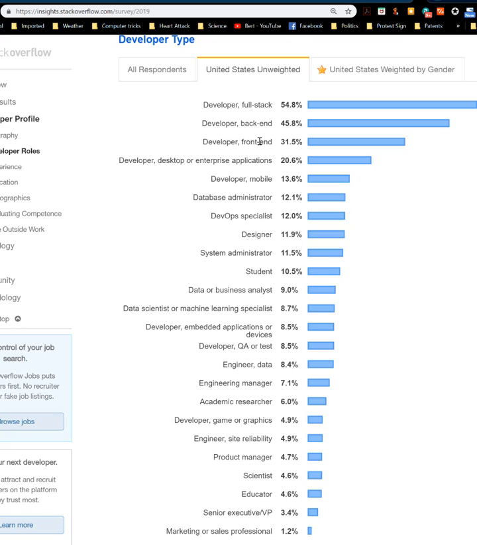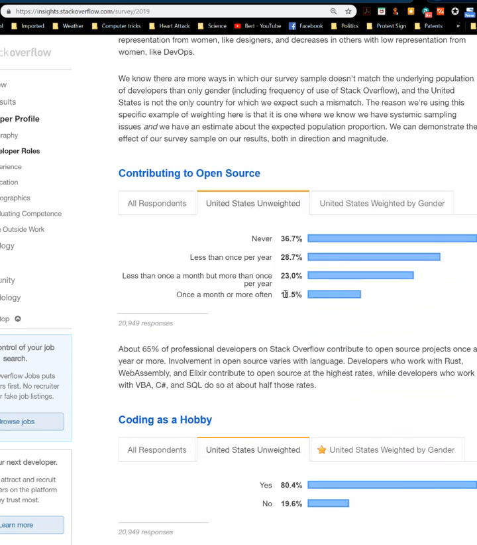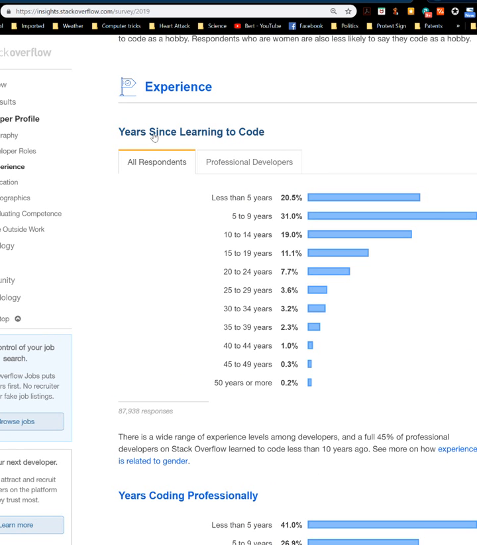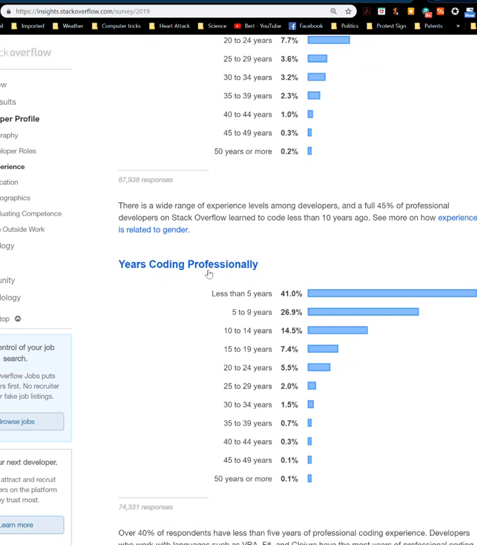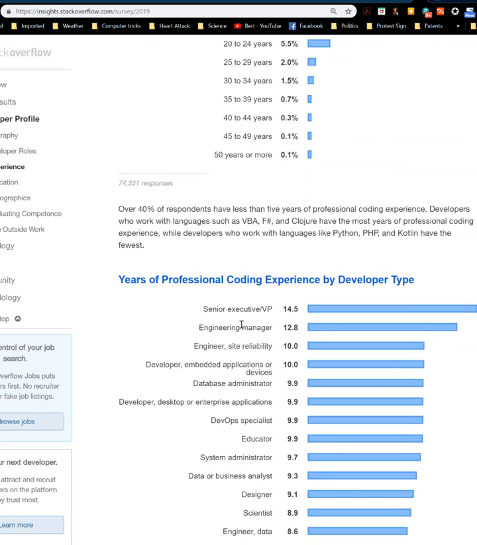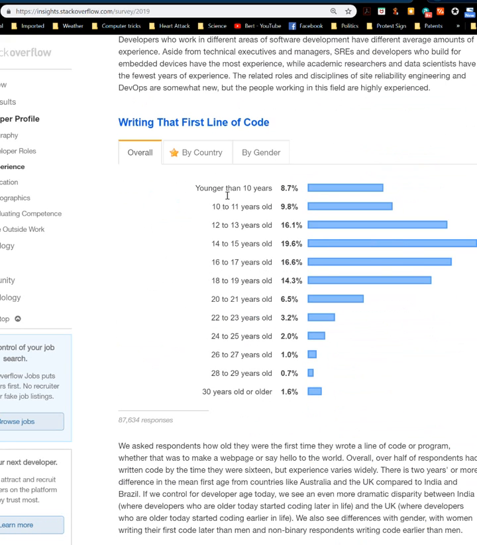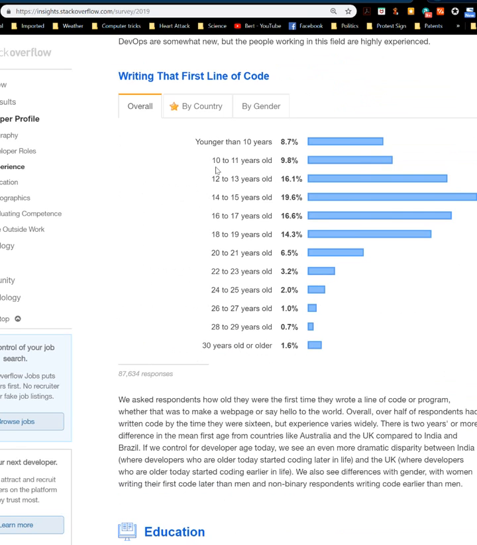I don't know how relevant this particular thing really is. See, contributing to open source, okay, as a hobby, years of experience, years since learning to code. So that's just an interesting statistic about the user base, the people who responded to the survey. Years of coding professionally, coding by developer type. Again, these kind of useless statistics. These first ones are, write the first line of code.